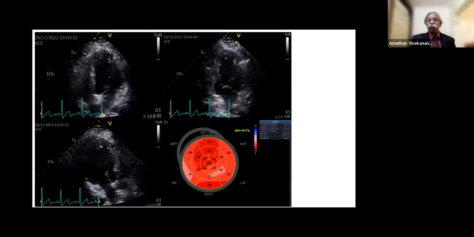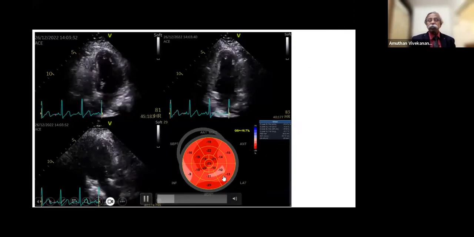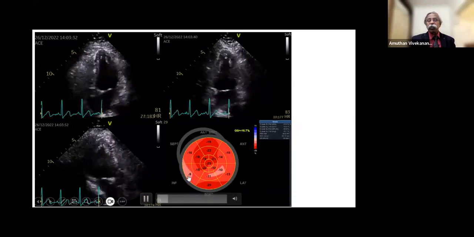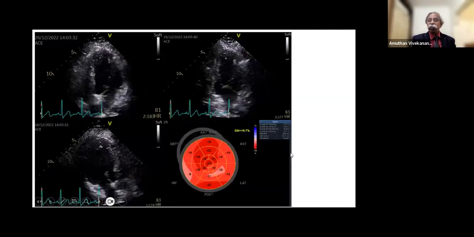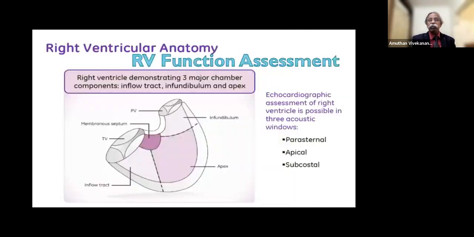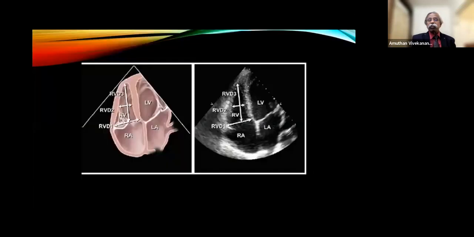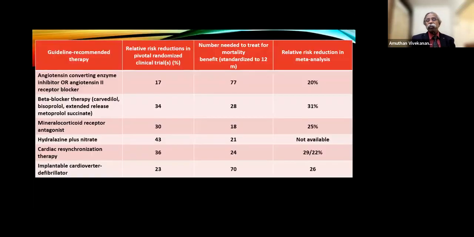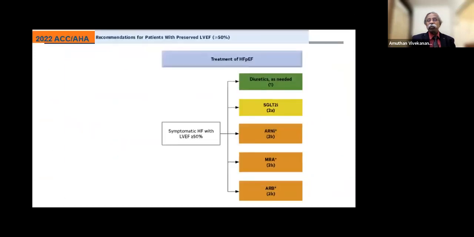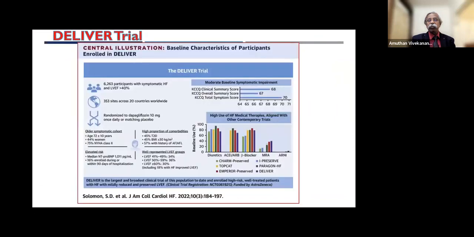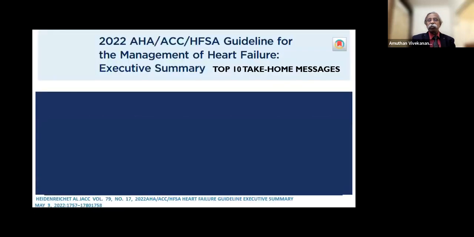So the patient had this inferior wall MI and strain abnormality in the inferior wall. The patient underwent angioplasty. This is post-angioplasty. So this is heart failure with a preserved ejection fraction. Now, these are the recent trials, which were beyond our purview.